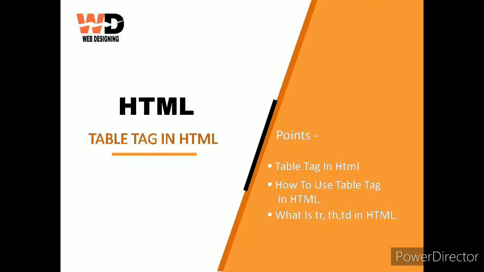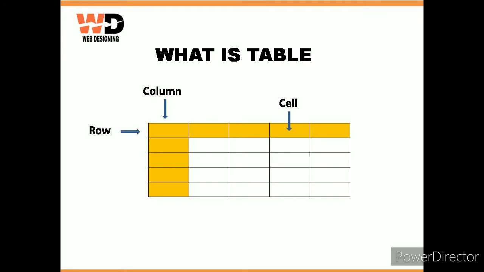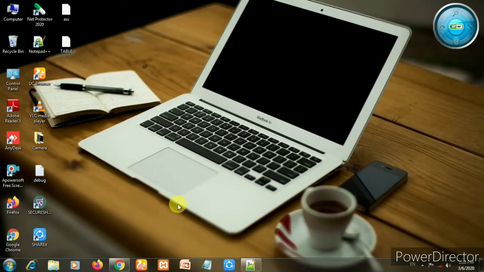In this video, we are talking about the table tag in HTML, how to use it, and what TD, TH and TR are in HTML. So first, let's see what a table is. A table is a collection of rows and columns. Vertical lines are the columns and horizontal lines are the rows, and the intersection of a row and a column is the cell. So let's see how to use the table tag in HTML.